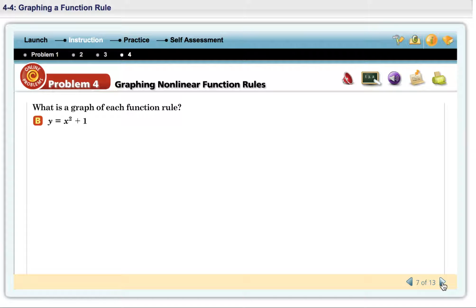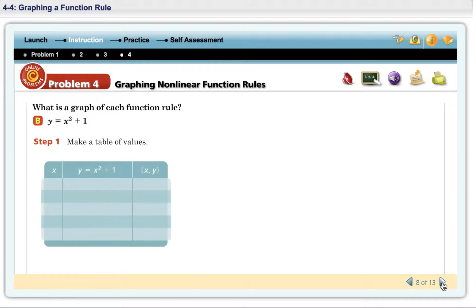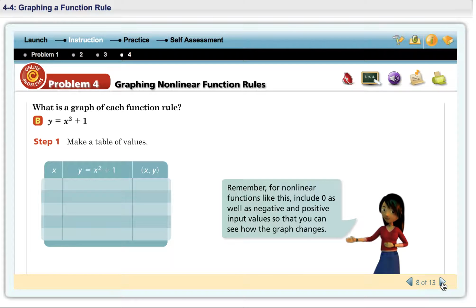Part B. What is the graph of the function rule y equals x squared plus 1? Step 1. Make a table of values. Remember, for nonlinear functions like this, include 0 as well as negative and positive input values so that you can see how the graph changes. Write your input values in the table.